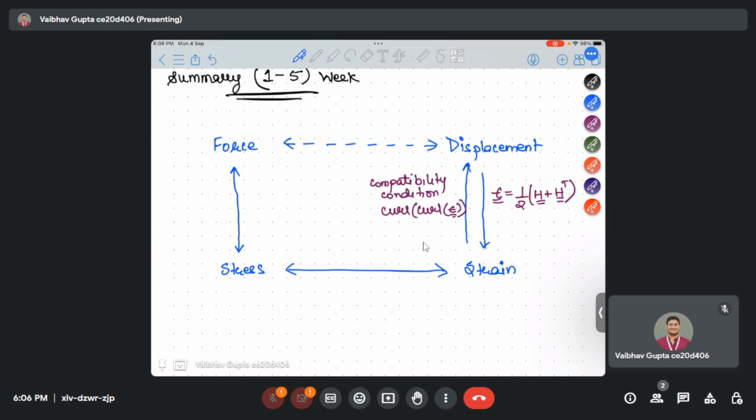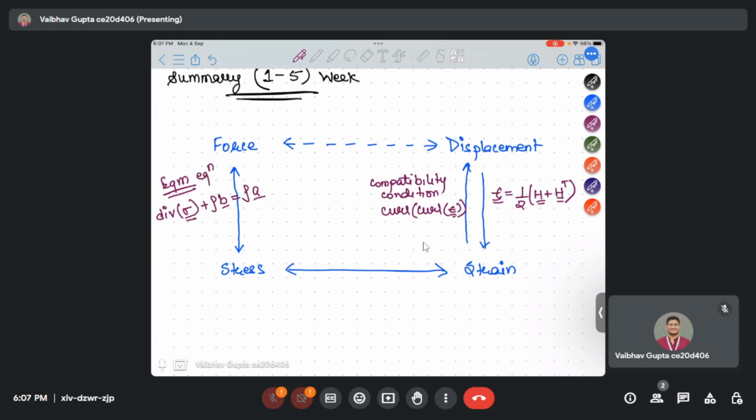Next, we have seen how stress is related to force, with the help of the equilibrium equation. It is nothing but divergence of sigma plus rho b, where b is the body force, equal to rho a. This is how stress and force are related with the help of the equilibrium equation.